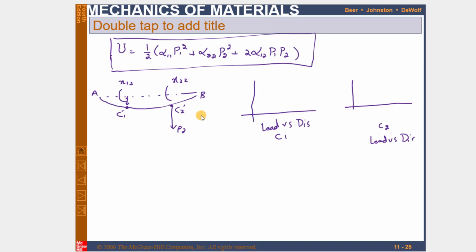So you can see if you apply a load P2 within elastic limits, let's say this is the P2 load that is applied. Clear? Now due to this P2 there will be a deflection at point C2 which is equal to x22. Clear? And again due to this load P2 there will be a deflection at C1 which is x12.